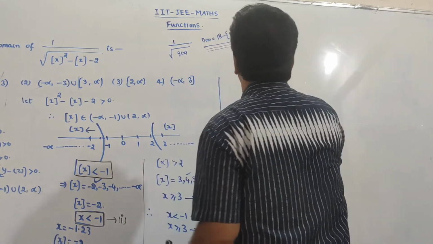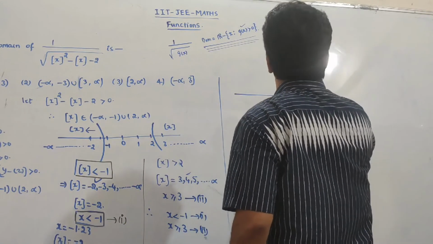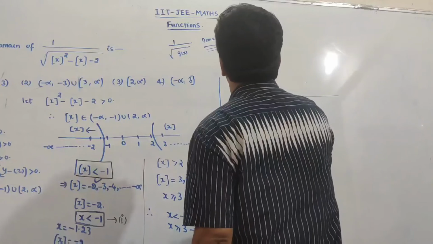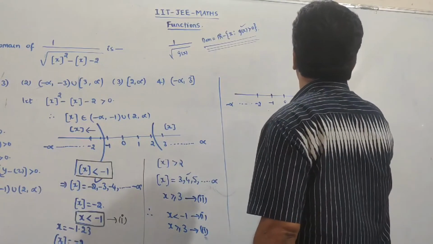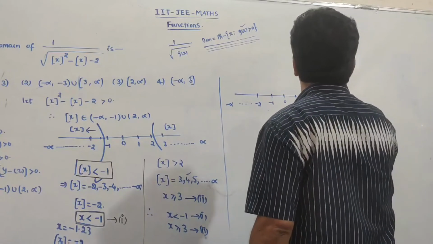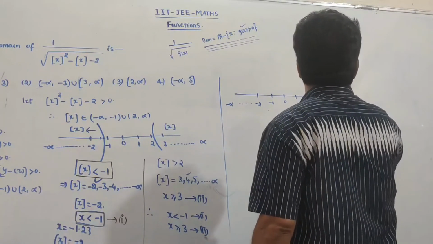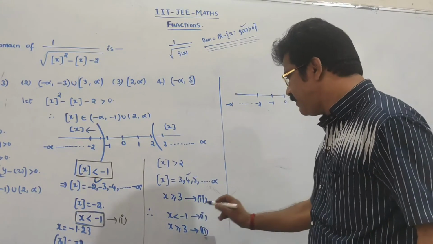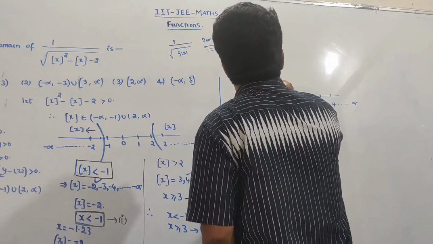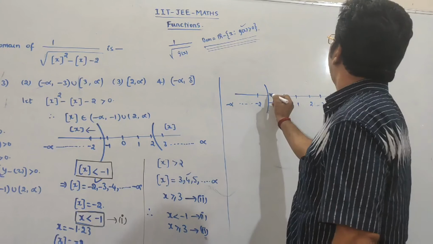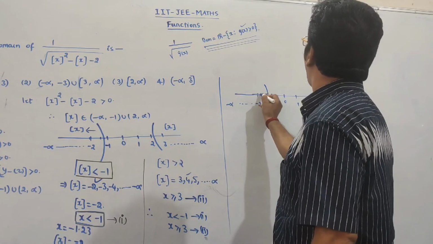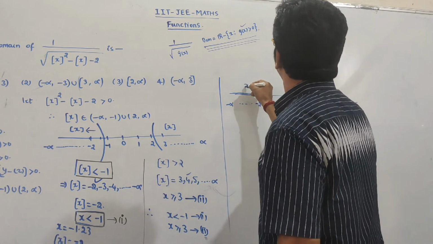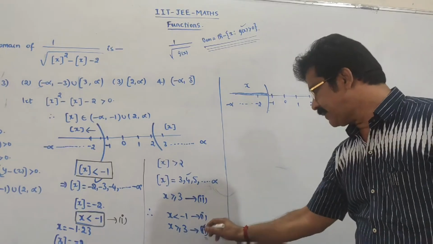So let us take the real line. This is 0, this is minus 1, minus 2, and so on, minus infinity. Next 1, 2, and so on, 3, 4, and so on, plus infinity. So according to the first statement, x less than minus 1 means this area. The shaded part is representing the x area. Next, greater than or equal to 3.